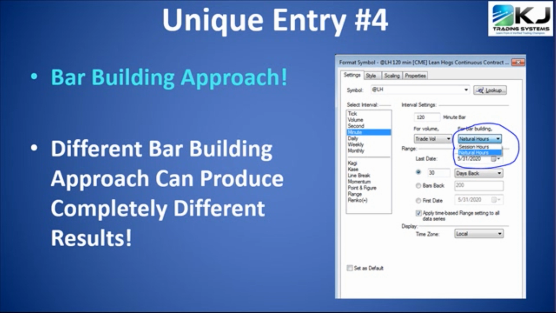But there's also an option for natural hours. And in that case, the first bar would only run from 9:30 to 10 o'clock, and then it would be 10 to 11, 11 to 12. It would work on every beginning of every hour. And that's what makes it different. It's completely different results, different indicator values, different patterns.